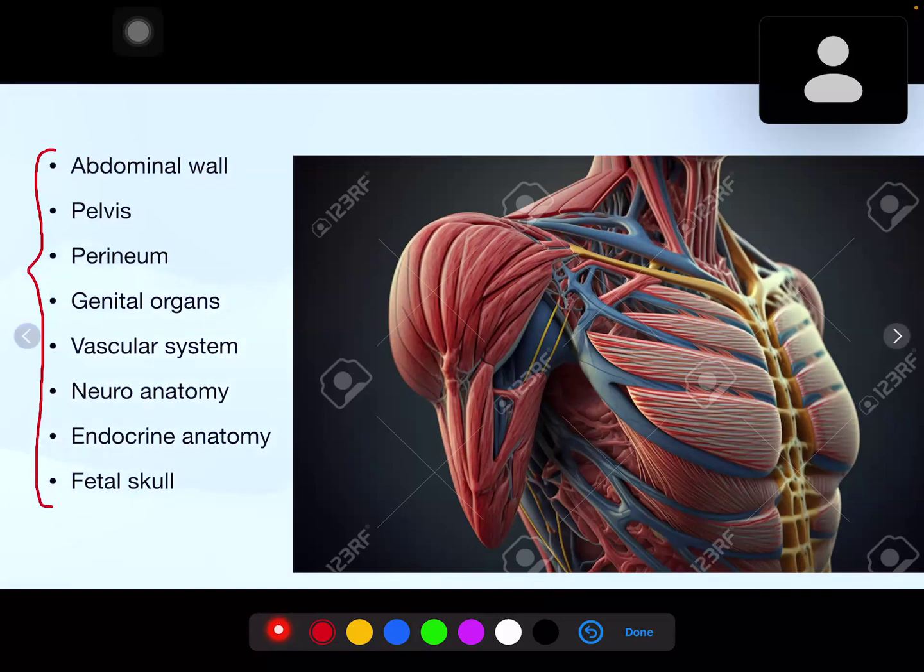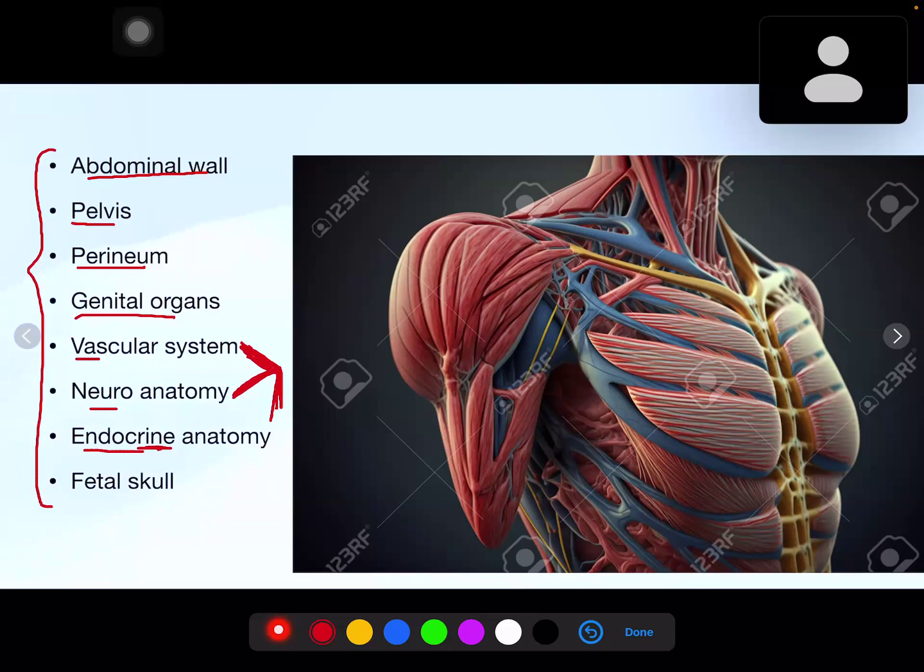My first lecture was on abdominal wall, so anatomy of abdominal wall, posterior abdominal, anterior abdominal wall, and then the anatomy of pelvis and the perineum. Then the genital organs, we have to discuss the vascular system, neuroanatomy, and endocrine anatomy. These 3 things will be linked to just the obstetrics and gynecology. You don't need to read all the vascular system, but everything related to abdominal and pelvic cavity. Neuroanatomy discusses the tracts and the plexuses related to obs and gynae, and then the endocrine, we have to discuss the anatomy of the hypothalamus and pituitary.